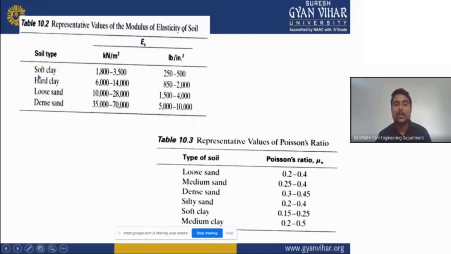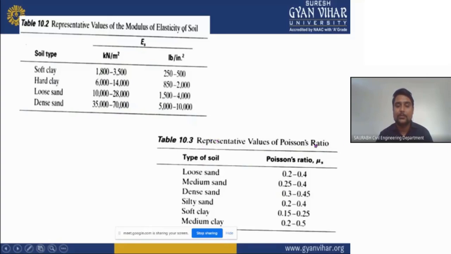Now this table is showing the representative value of modulus of elasticity of soil. If the soil type is soft clay, it varies between 1800 to 3500, and if hard clay, it will be 6000 to 14,000. If loose sand, it will be approx 10,000 to 28,000. If it is dense sand, it will be approx 35,000 to 70,000.